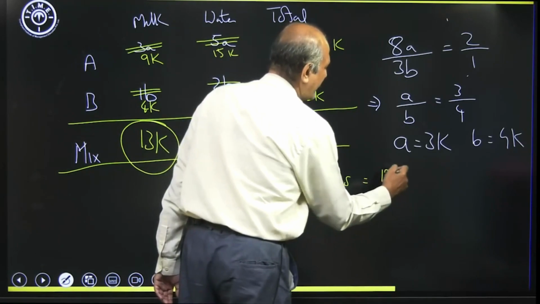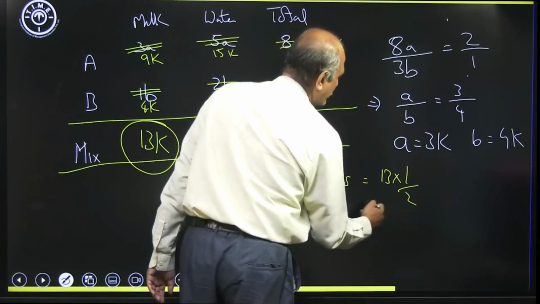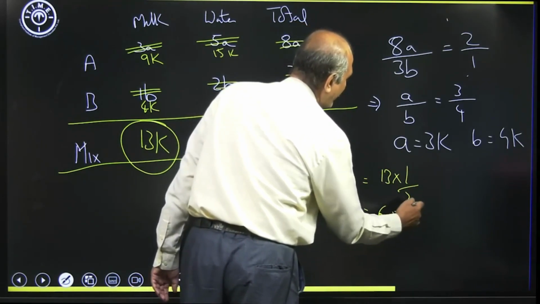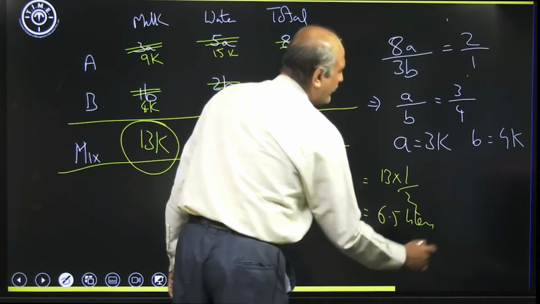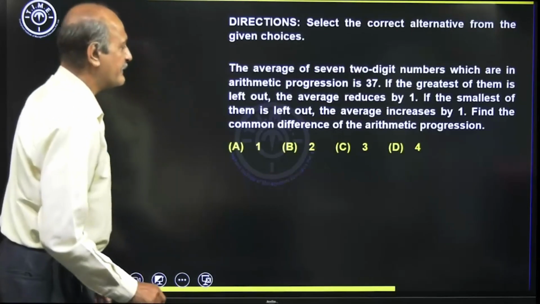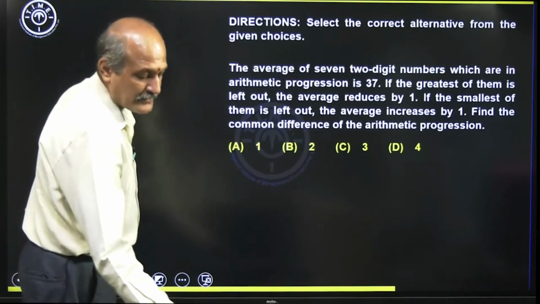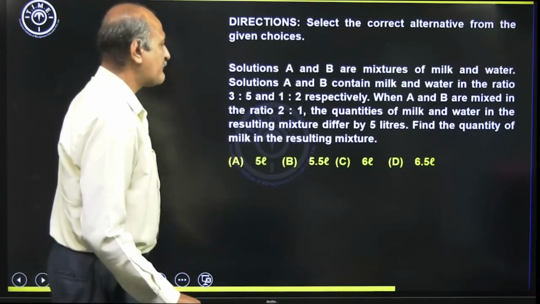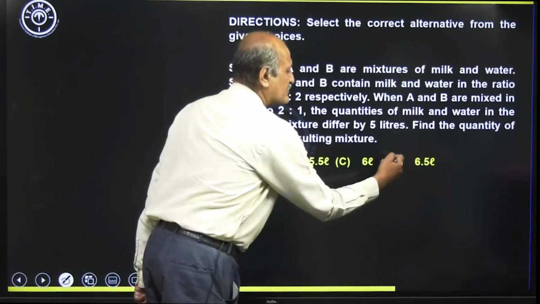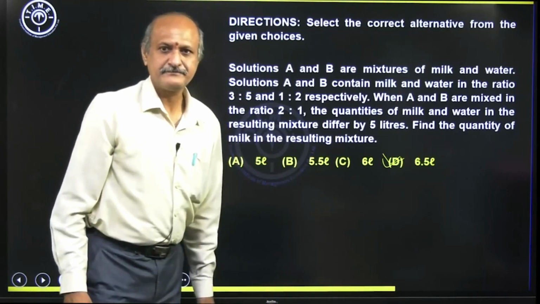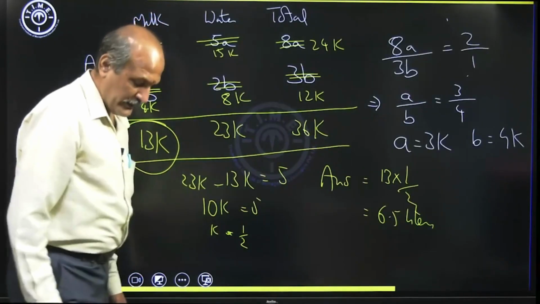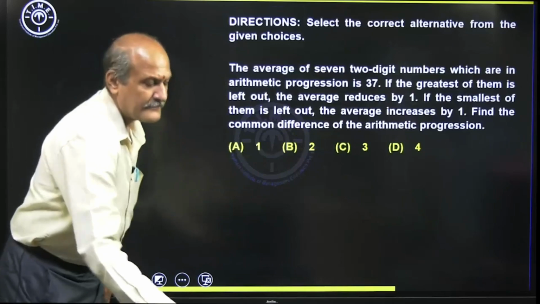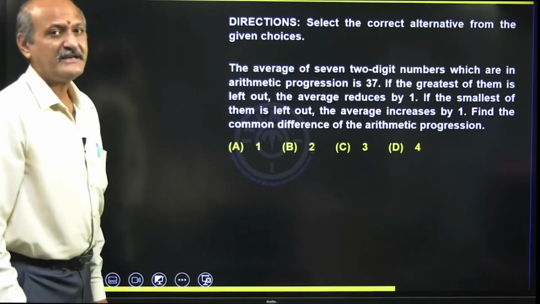So our answer to this question is 13 into 1 by 2, which equals 6.5 liters. That is the answer to this question. Option D is the answer. Now next one, let's see another question.